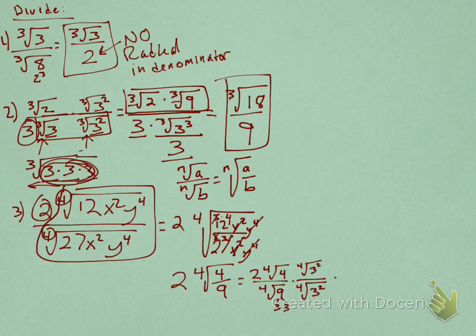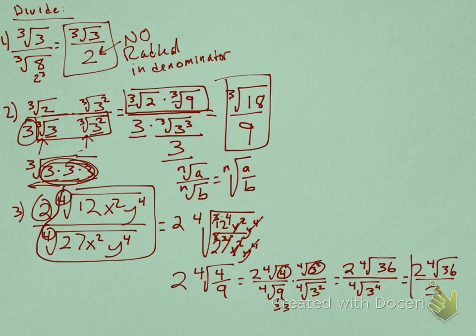In this case, what I'm going to end up with in the top is a 2 and the 4th root of, if I multiply 4 times 3 squared, that's really 4 times 9. That's 36. And in the bottom, I end up with the fourth root of 3 to the power 4, which is just the number 3. So I have 2 fourth root 36 over 3, and it is simplified.